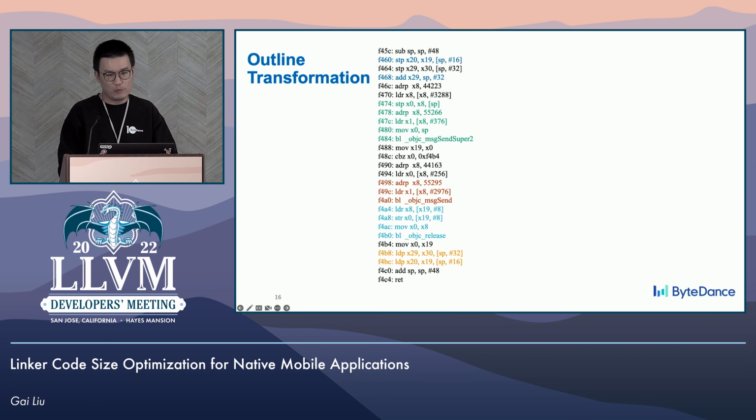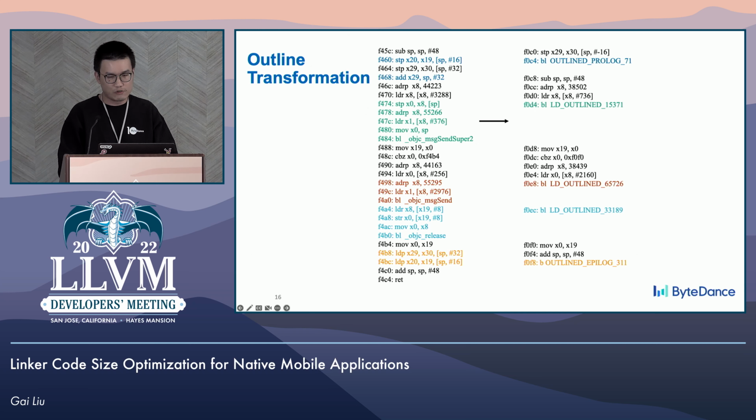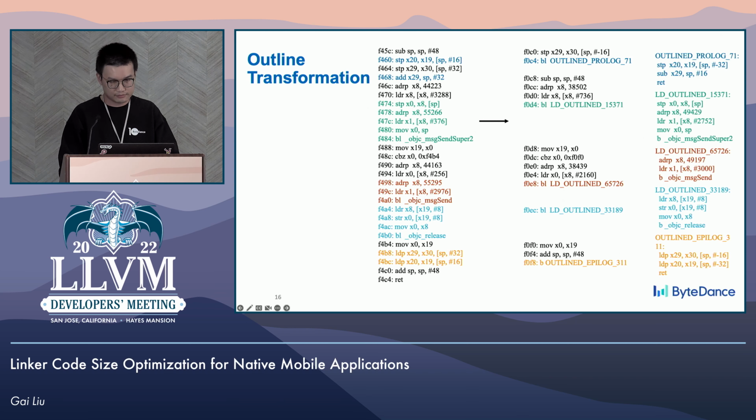Now we are finally ready to make changes to the code. In this example, let's say we have just determined to outline all these color-coded sequences. So we modify the call site to insert the branch instruction to these newly created functions, whose contents are shown on the far right. Note that each of these small outlined functions will be called many times in a program, and that's why we can save code size by sharing these common code sequences.